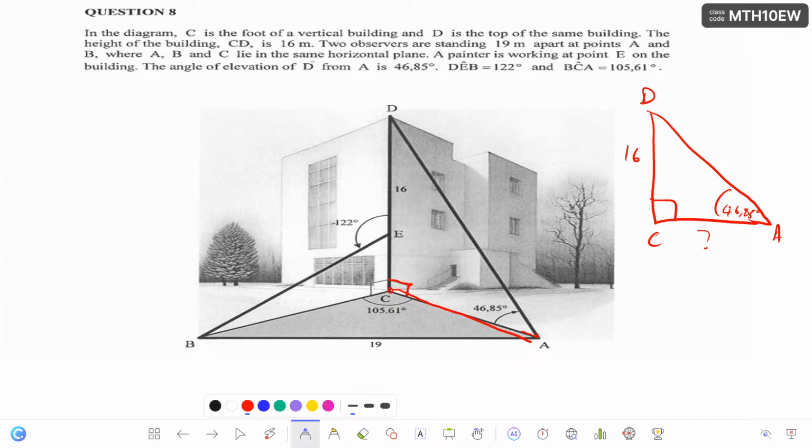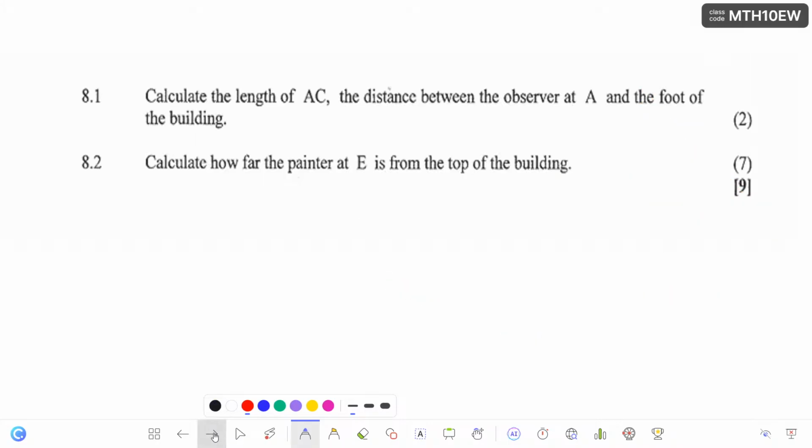So how can we find this one? This one is the adjacent of angle A. So we can simply say opposite over adjacent is tan. Tan A is equal to opposite, which is 16, over adjacent, which is AC. So let me write it here. 8.1, we have tan A equals 16 over AC.